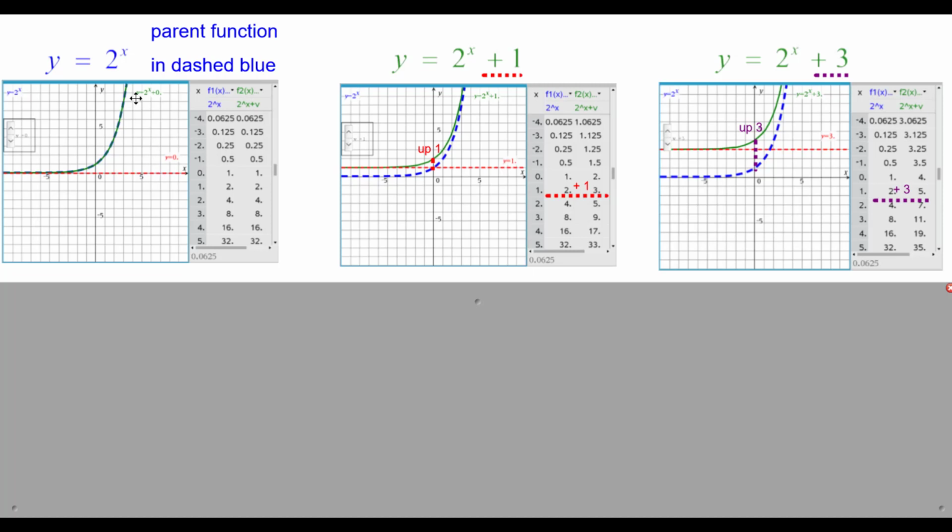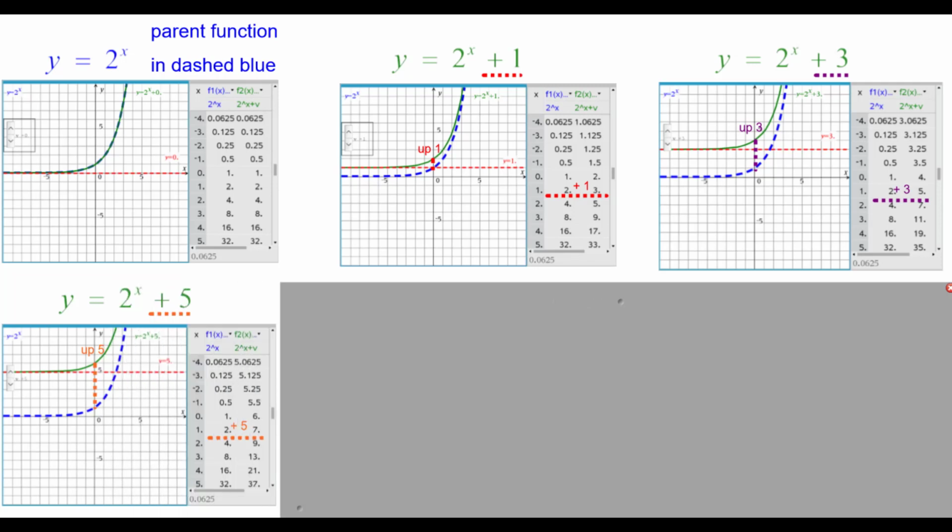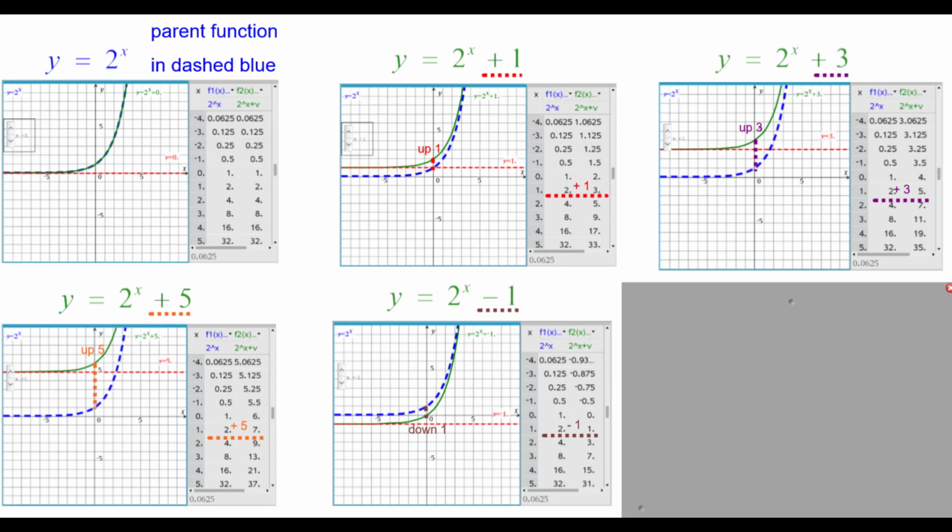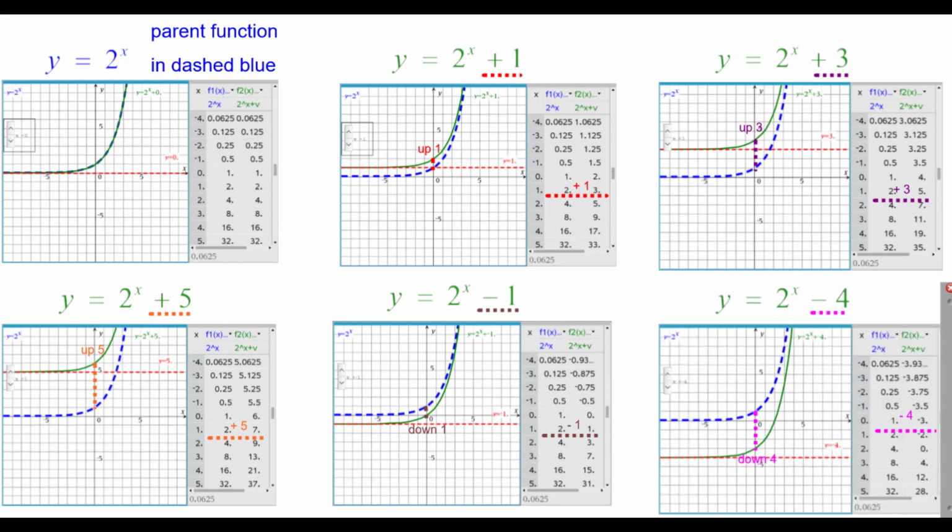Here the parent function is y equals 2 to the x in dashed blue. Y equals 2 to the x plus 1 in green. Notice the graph and the table. Y equals 2 to the x plus 3, the graph and the table, and even the asymptote. Y equals 2 to the x plus 5. Y equals 2 to the x minus 1. And y equals 2 to the x minus 4. Press pause anytime as needed.